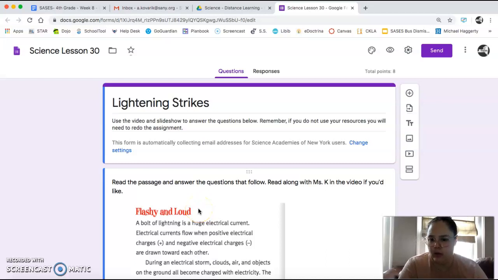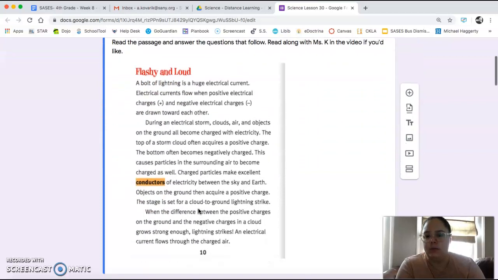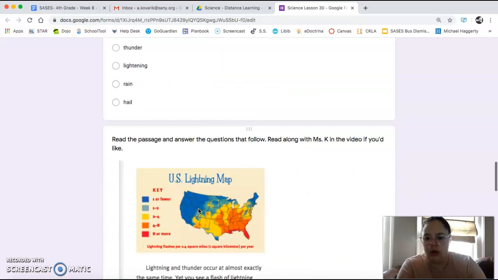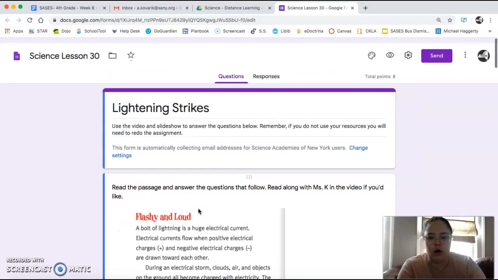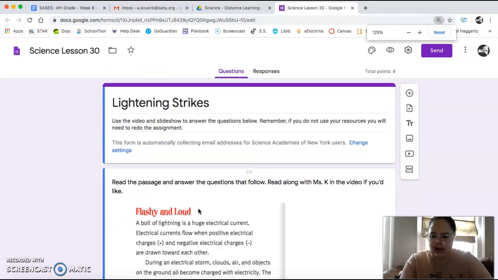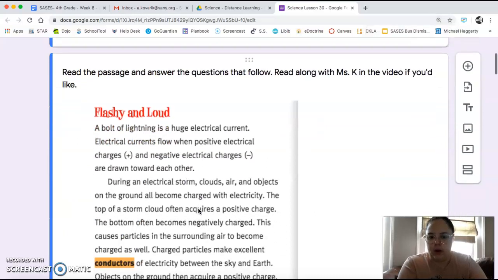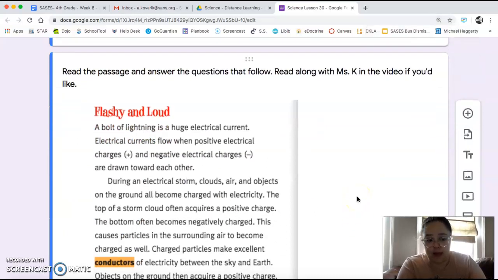I am here with your science lesson 30, and we are going to learn about lightning today. So continuing to learn about different forms of electricity. Yesterday we learned about static electricity, and today we're going to learn about electricity that happens in our atmosphere. So today is a little bit different. We have a reading that is already in your Google form. So just follow along with me and answer the questions using the video and the reading.